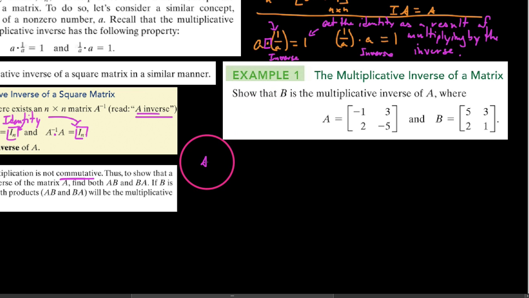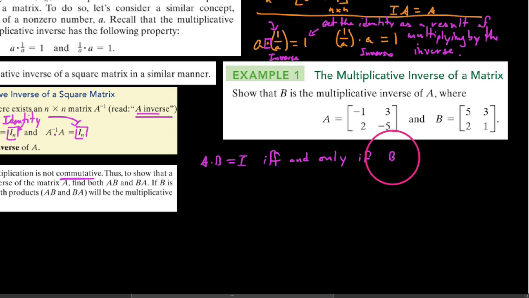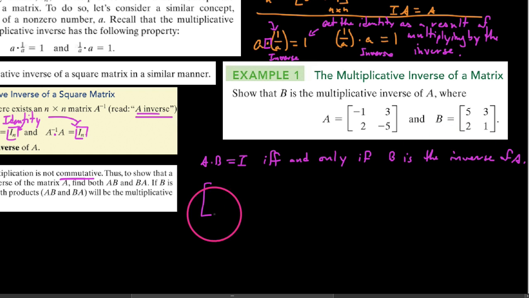And so we will say that A times B equals I if and only if B is the inverse of A. So let's go ahead and do this. Let's go ahead and multiply A times B. And so that's exactly what we're going to do. We're just going to put in A and our B here. We're going to do matrix multiplication as we know how to do.